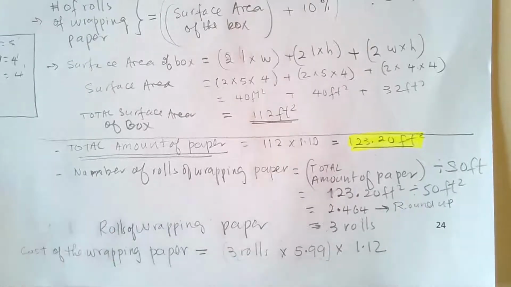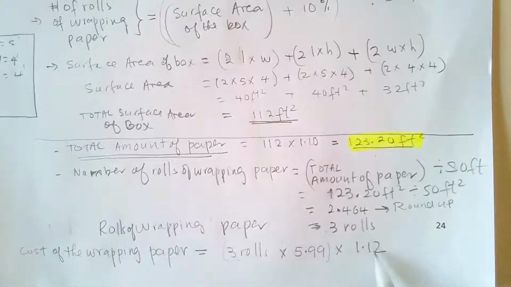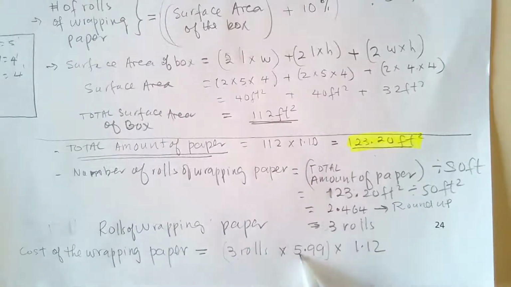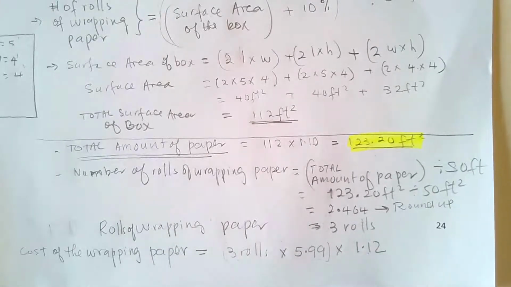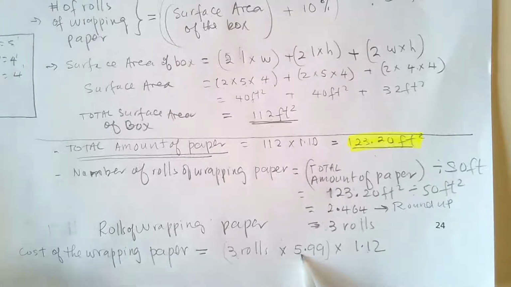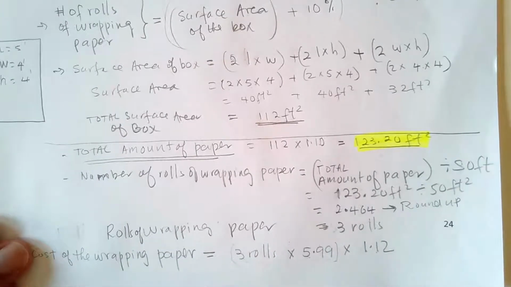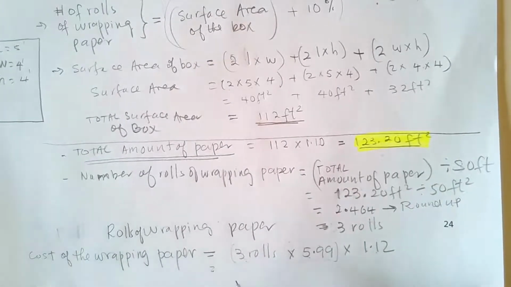Just a reminder, this could be done separately. You could calculate the taxes by multiplying 3 times 5.99 times 0.12. That'll give you the taxes separately. But then you have to add it to 3 times 5.99. It's more work, but it gives you the same result. Work all of this out.